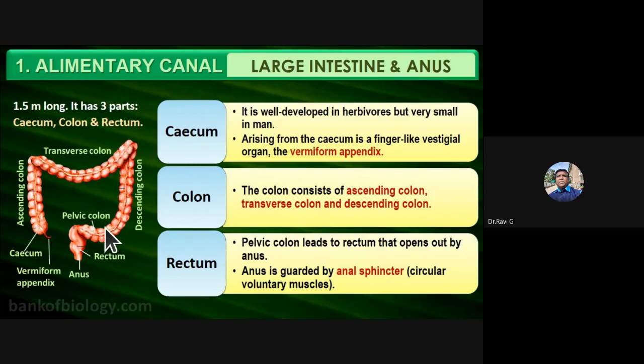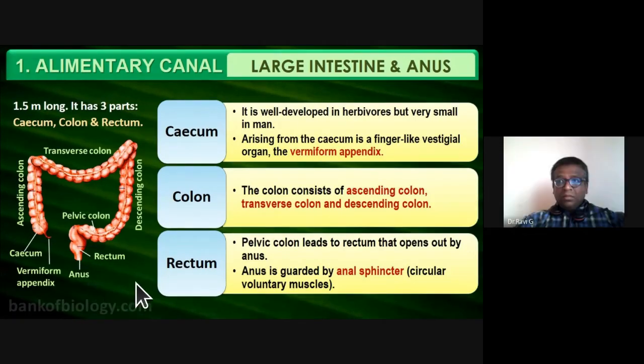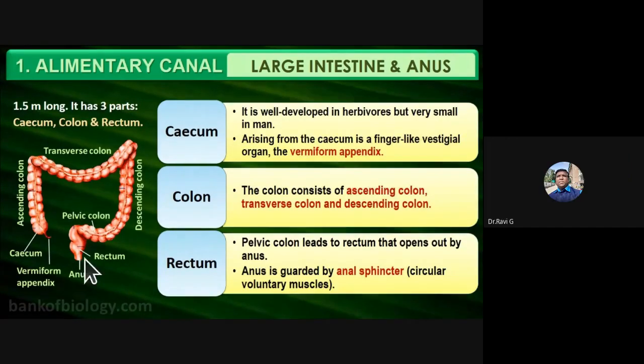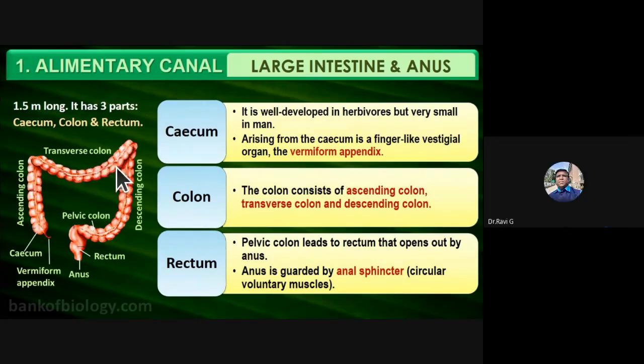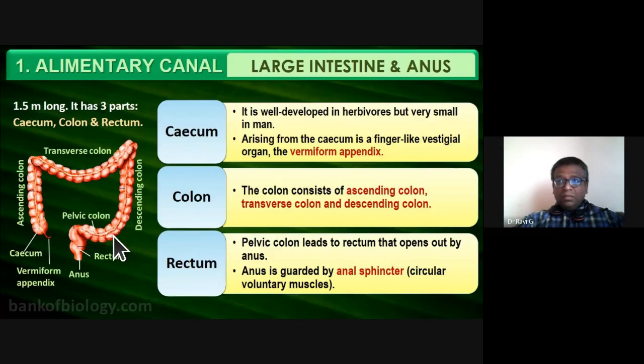The colon consists of the ascending colon, transverse colon, and descending colon. That is what the colon is made up of. The pelvic region of the colon is the descending colon. It leads to the rectum, which opens out by the anus. The anus is guarded by the anal sphincter, which is made up of circular voluntary muscles. The rectum stores the undigested food material, and it is thrown out through the anus. So this is what we have to remember regarding the large intestine and anus.